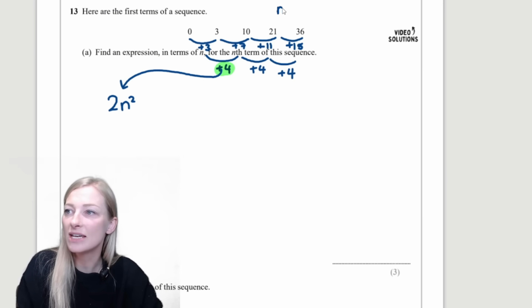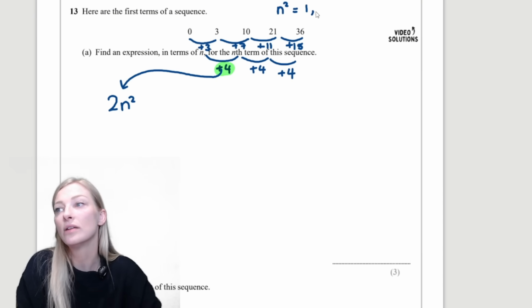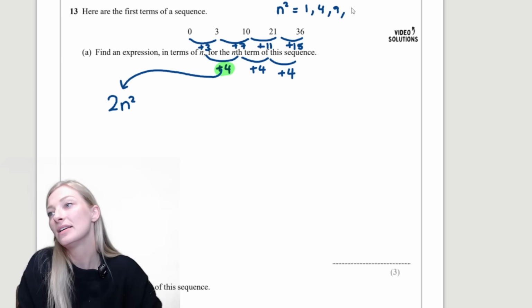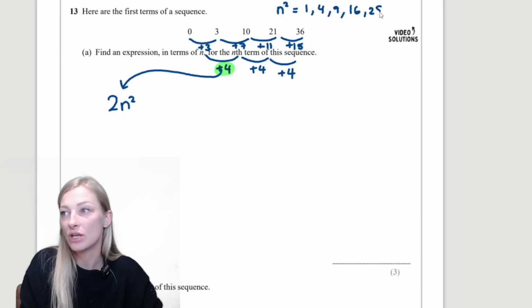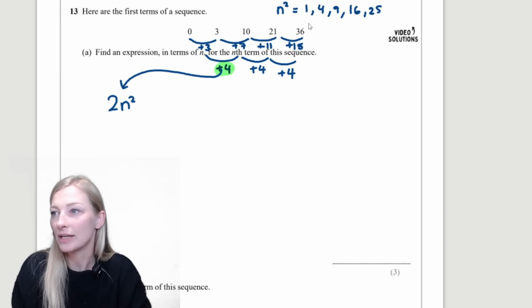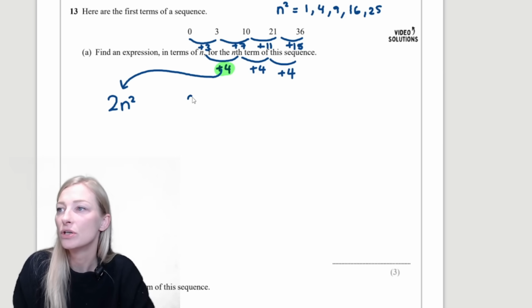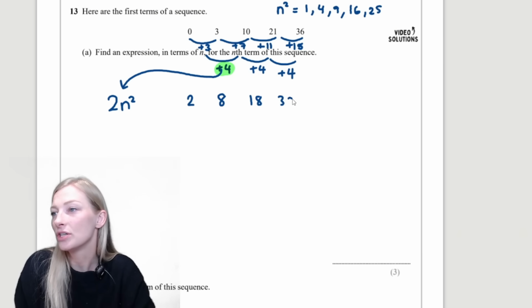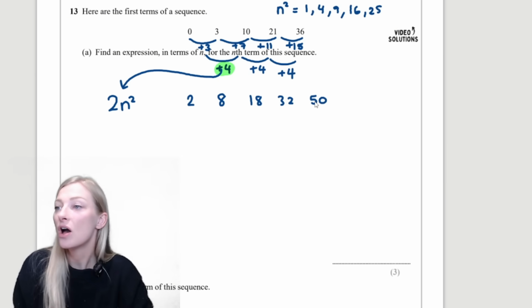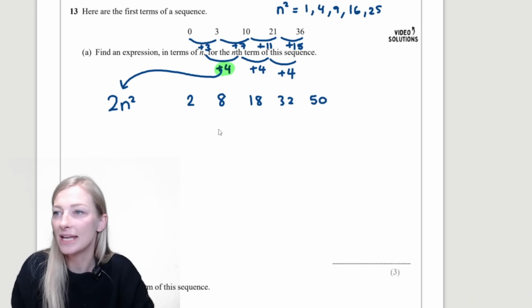If you think about the sequence 1n squared, or the sequence of square numbers, it goes 1, 4, 9, 16, 25, and so on. That's 1 squared, 2 squared, 3 squared, 4 squared, 5 squared. I want 2n squared, so I'm going to double each of those numbers. So 2, 8, 18, 32, and 50. I know that this forms part of the sequence that I need. And now we're just going to subtract it.